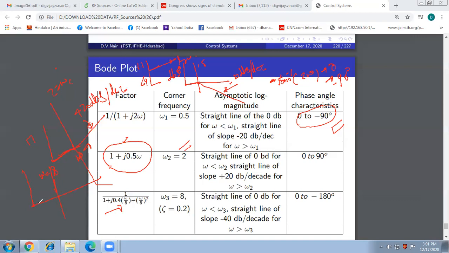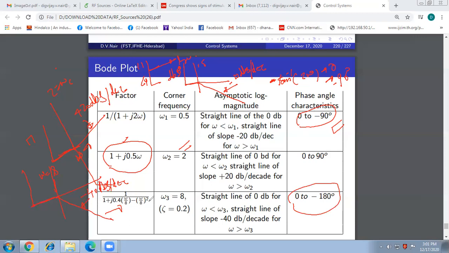So it contributes a 0 dB line below its corner frequency and a straight line of slope minus 40 dB per decade for higher frequencies from its corner frequency of 8 radians per second. So here this line has a slope of minus 40 dB per decade. In this way, we have identified the individual magnitude plots of all the terms, and their respective phase angle contributions can be found as told for other factors.